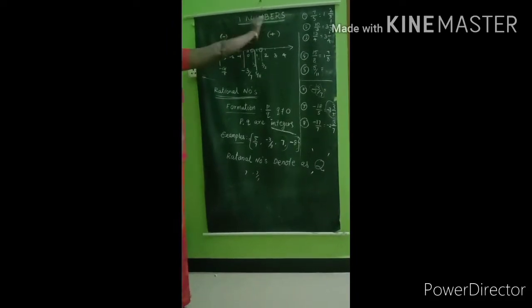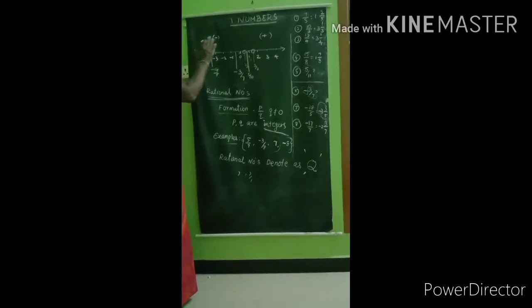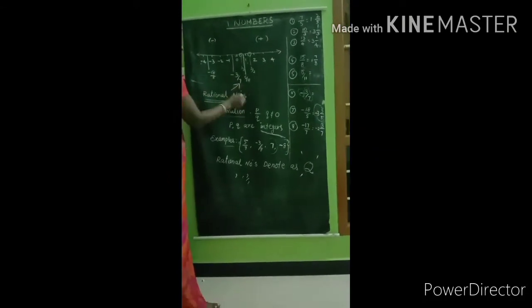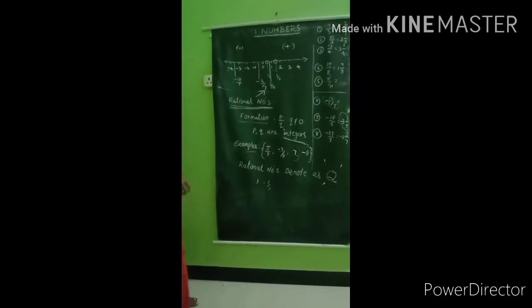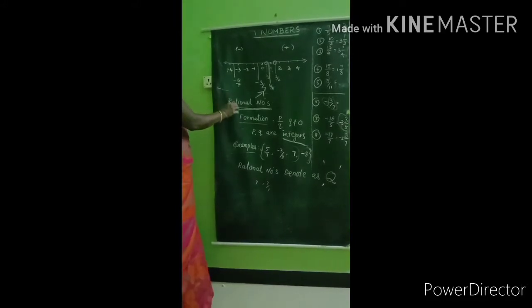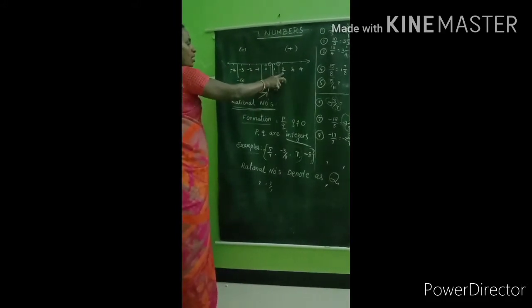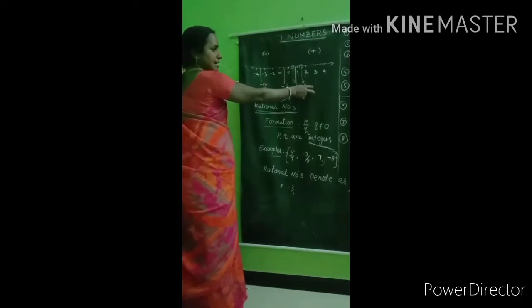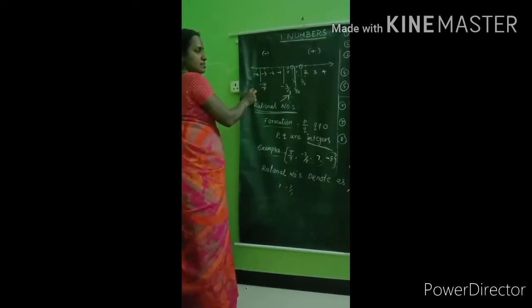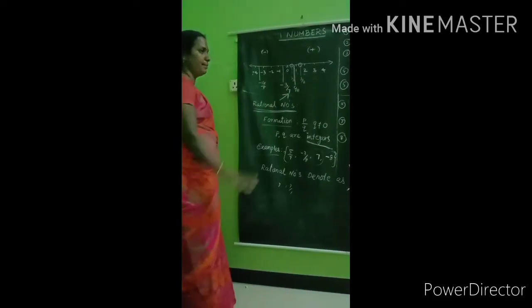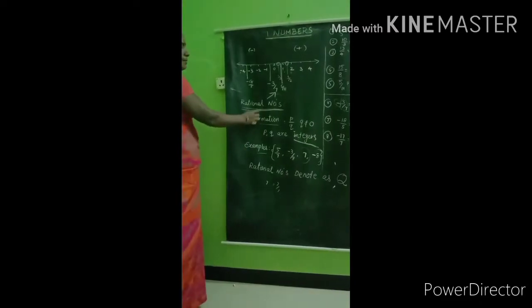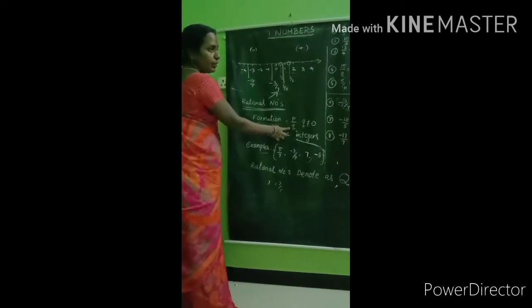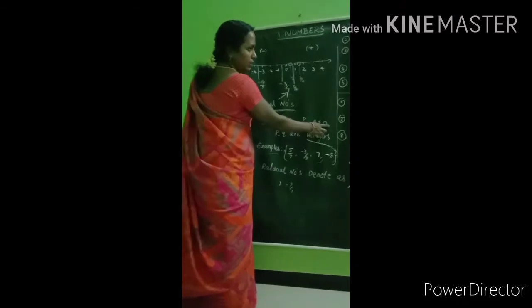So all these numbers together are called rational numbers. Rational numbers include positive and negative numbers, fractions and negative fractions. All are included in rational numbers. The formation of a rational number is p by q, where q is not equal to 0.